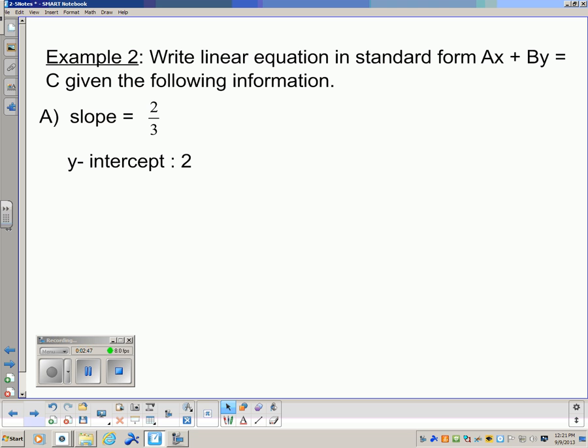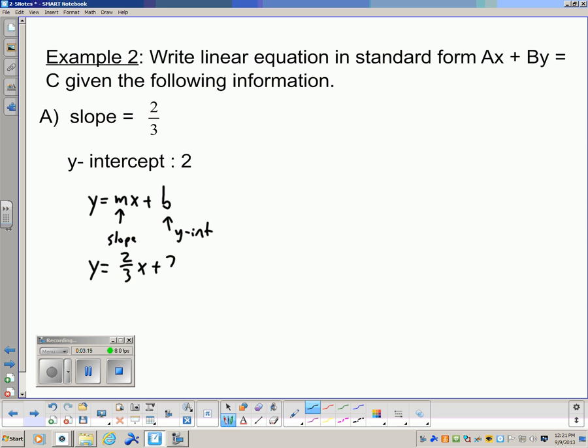So this next example, write a linear equation in standard form, ax plus by equals c, given the following information. So this time, the slope is 2/3, and the y-intercept here is 2. So we just have to write it in standard form. So given that information, we're going to use y equals mx plus b form, because if you remember, m here is our slope, and b here is our y-intercept. So we can just go ahead and transfer our information in there. We get y equals 2/3 x plus 2.